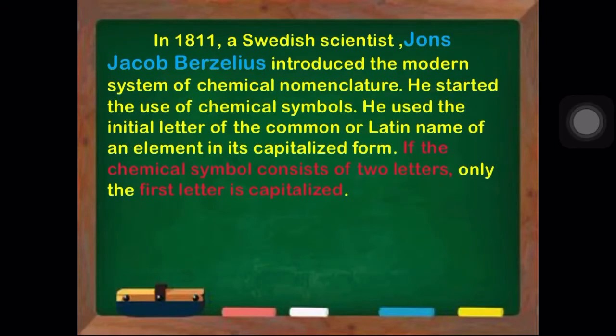Now in 1811, a Swedish scientist, Jons Jacob Berzelius, introduced the modern system of chemical nomenclature. He started the use of chemical symbols. He used the initial letter of the common or Latin name of an element in its capitalized form. If the chemical symbol consists of two letters, only the first letter is capitalized.